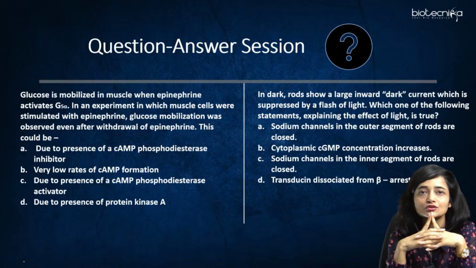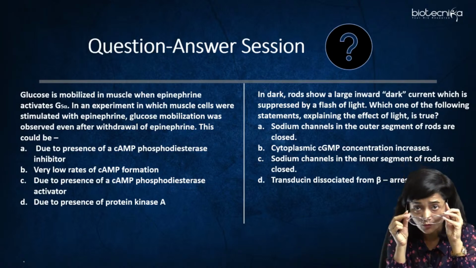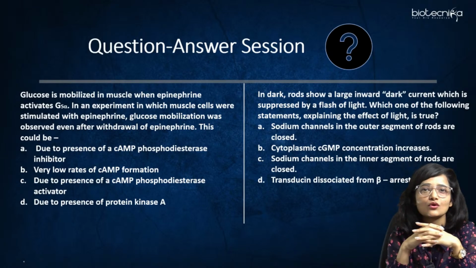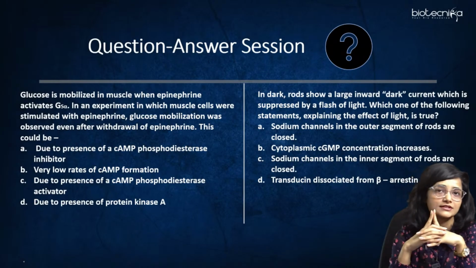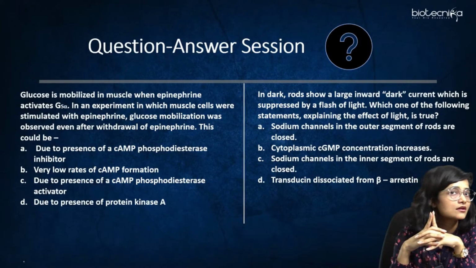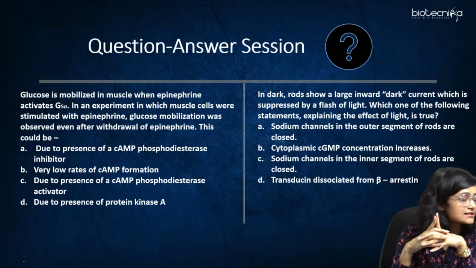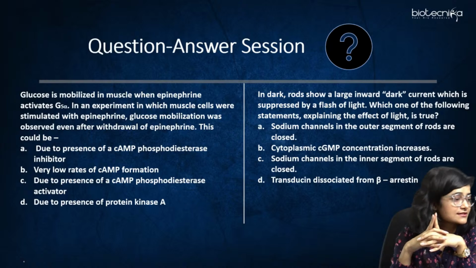So the first question is that glucose is mobilized in muscle when epinephrine activates GS alpha. In an experiment in which the muscle cells were stimulated with epinephrine, it was seen that glucose mobilization was observed even after the withdrawal of the epinephrine. So even after the epinephrine was withdrawn, GPCR signaling was still taking place. What would be the correct option for this?